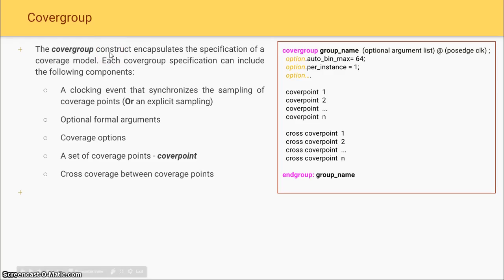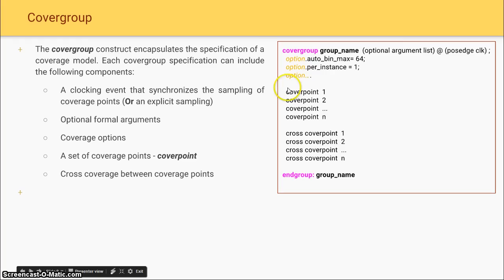The covergroup construct encapsulates the specification of a particular coverage model. There will be multiple cover points in each covergroup which are sampled together, and this is the general syntax to define a covergroup. So covergroup is a SystemVerilog specific keyword, and then you will give the covergroup name, and within brackets you will give the argument list which is optional, and then you will specify a sampling point for this covergroup, like at the positive edge of a clock signal, etc. And also there are multiple options that can be specified with the covergroup, and you will pass these options using the syntax option dot the particular option equal to some value, and you will learn more about what all these options are in the coming sessions.